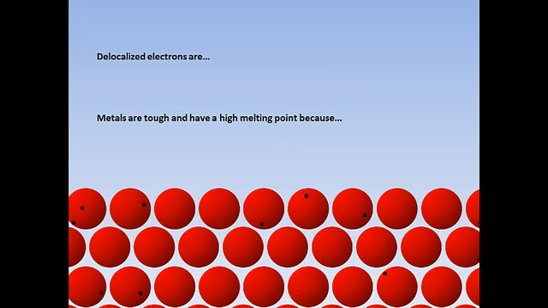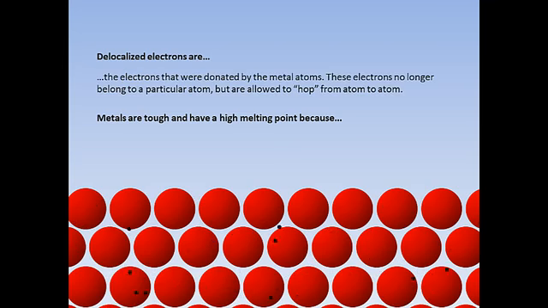Delocalized electrons are the electrons that were donated by the metal atoms. These electrons no longer belong to a particular atom, but are allowed to hop from atom to atom. Notice that the electrons in the metal are moving randomly between the metal atoms in the illustration on your screen.